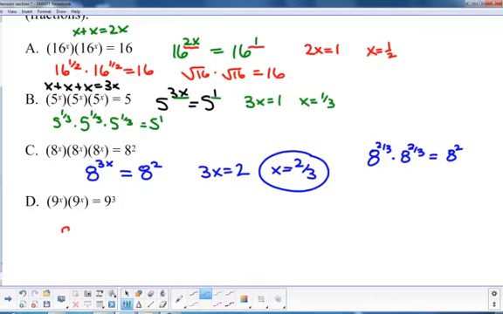And then 9 to the 2x equaling 9 cubed. So now I want to know when 2x will equal 3, and that's when x is 3/2, or 1 and 1/2.